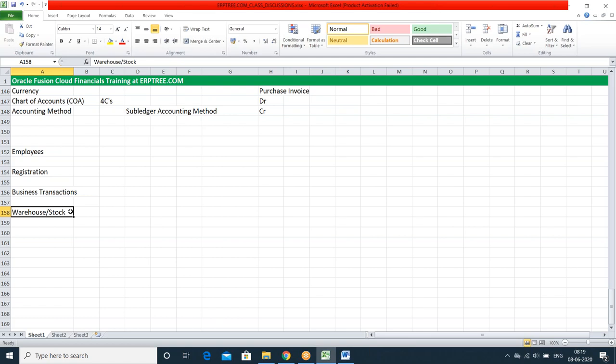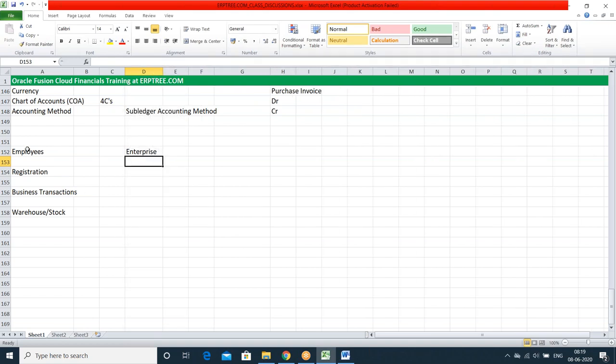These are the very primary classifications. If you want to maintain employees' data separately in the system, we have a concept called enterprise. By using the concept called enterprise, we can maintain the employee information. To maintain the employees' information with the help of enterprise, we have to use certain applications. Which applications do we have to use? HCM applications. HCM stands for Human Capital Management.